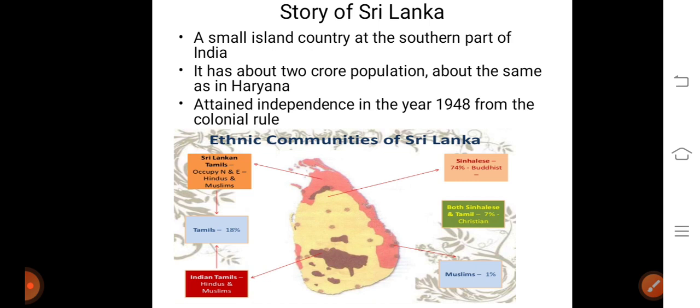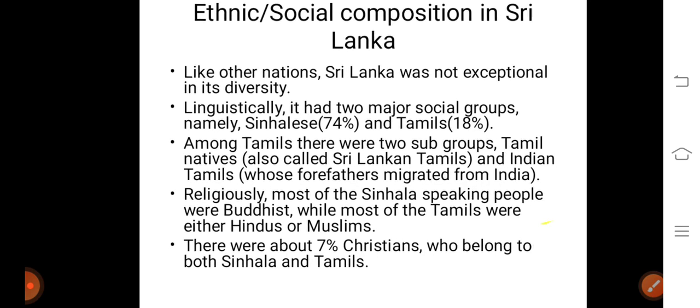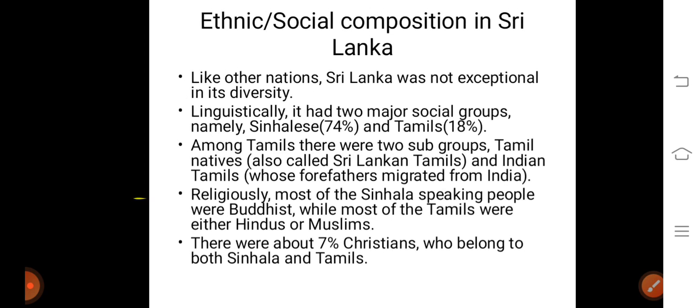So this country attained independence in the year 1948 from colonial rule. Like India, Sri Lanka also was colonized by the colonial power till 1948, and it attained independence in this year. So the ethnic composition in Sri Lanka, we can understand from these following points. So students, you can look here.